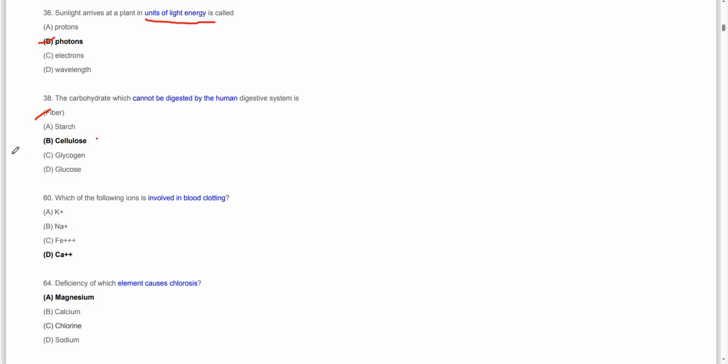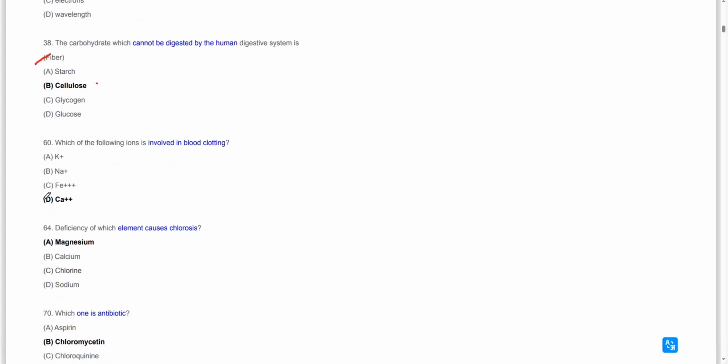Which of the following ions is involved in blood clotting? Ca++ is involved in blood clotting.